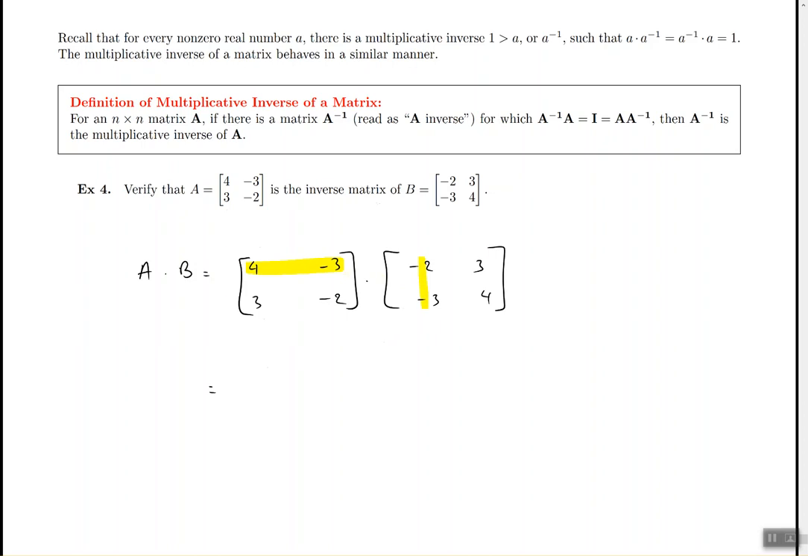So multiply this with this. 4 times -2 is going to be -8. -3 times -3 is going to be +9. Okay, so next we're going to multiply the 4, -3 with the 3, 4. So if you multiply them, you're going to get 12 and then -12. Cool. Now what about the 3, -2 with that? So 3 times -2 is going to be -6. And then -2 times -3 is going to be +6. And finally, the last row with the last column. So 3 times 3 is going to be 9. -2 times 4 is going to be -8. And if you add up the numbers, we get 1, 0, 0, 1 again.